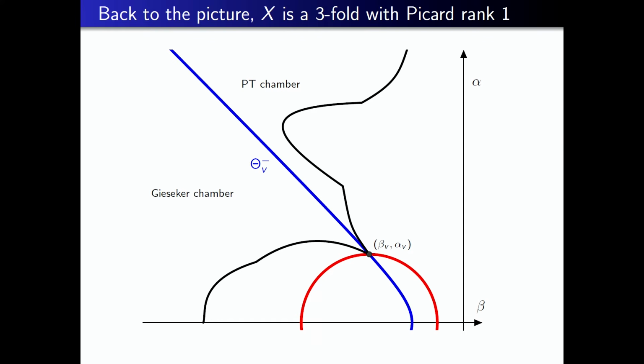For me, what I'm calling the DT-PT correspondence is that these two moduli spaces are related by a single wall. There's a single wall crossing that changes the Gieseker semi-stable sheaves to these PT stable objects. So these are the main words in the title.